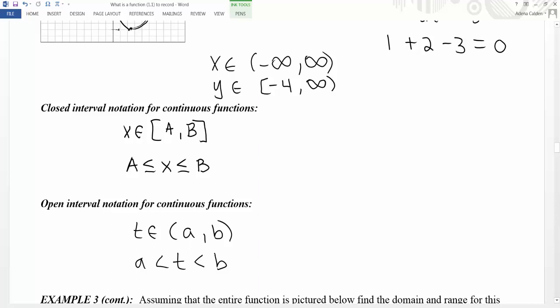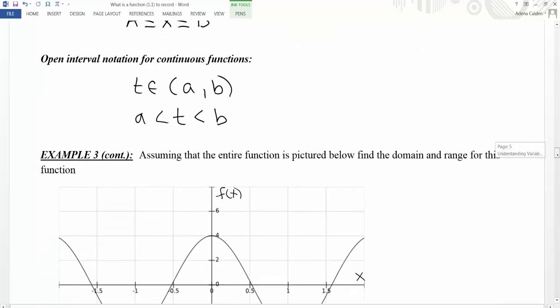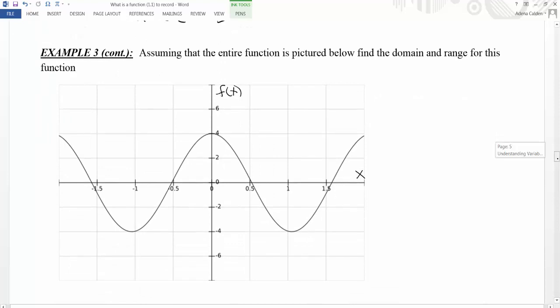So whenever we're considering how we're going to write our intervals, we need to consider whether or not we're including the endpoints. And again, when you talk about infinity, we always use open interval notation. So let's try a couple more and see if we can figure out these intervals for the domain and range using our new notation. So next, we're going to consider a graph. So assuming that the entire function is pictured below, find the domain and range for this function.